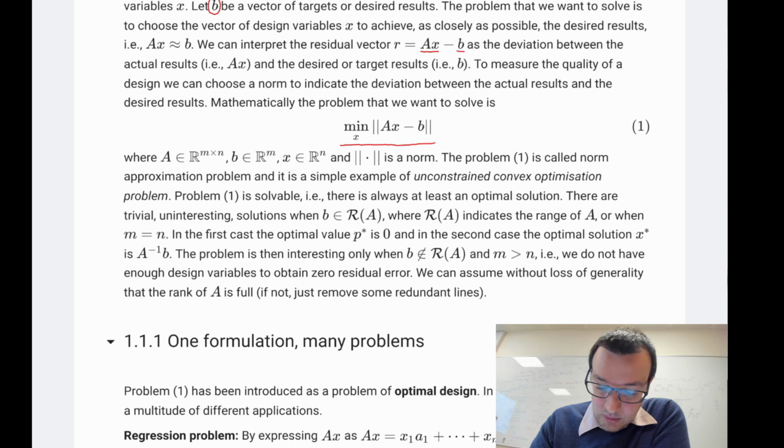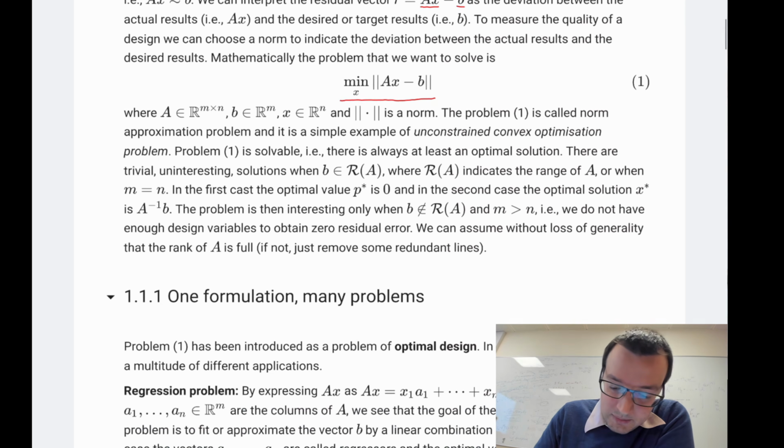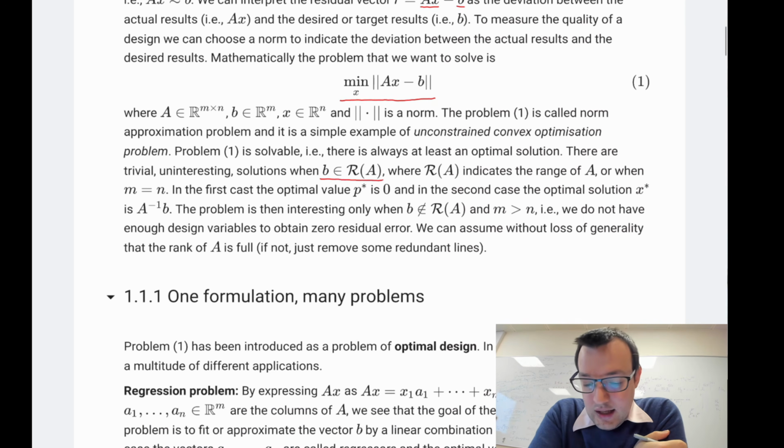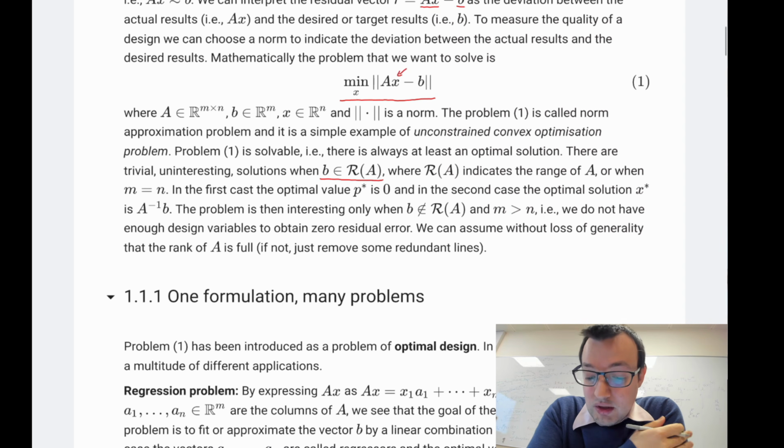So this problem is solvable, and there is always at least one optimal solution. The solution is not unique, okay? In some cases it is, but in general it's not unique. We just want to find one solution. We exclude some trivial cases. We exclude the case in which b is in the range of A. Okay, the reason why we exclude that is that if b is in the range of A, it means that there exists a vector x that multiplied by A produces exactly b, and that means that the solution is 0. So the optimal value of the problem is going to be 0. So we already know the solution.